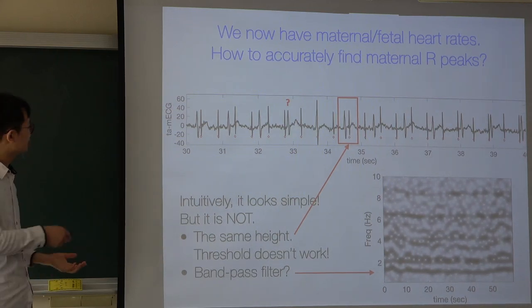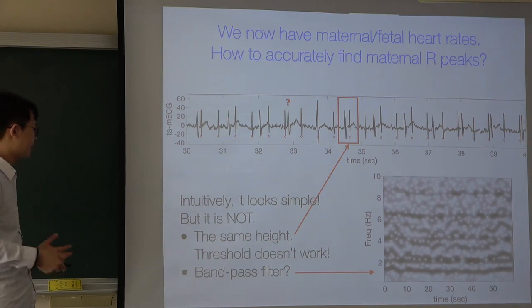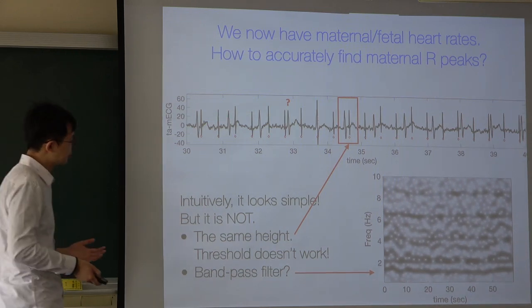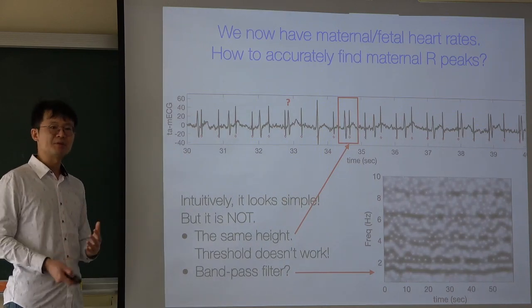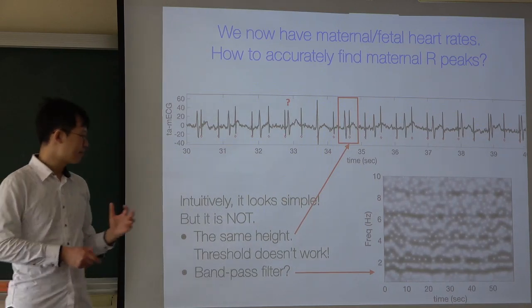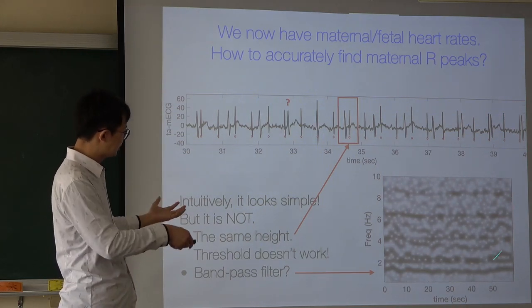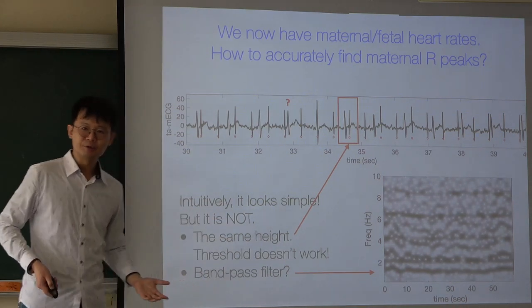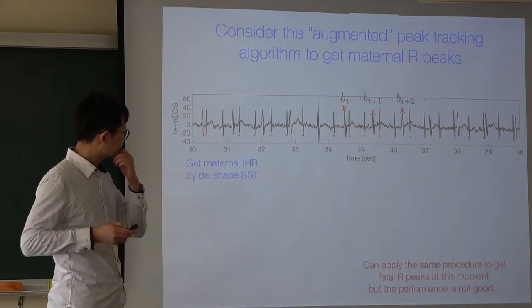For example, here the fetal and maternal ECG have similar height, so a simple thresholding may not work. The traditional, commonly used double kernel techniques may also not work very well. And this is the short time Fourier transform, which is not very good either. It's difficult to say too much.